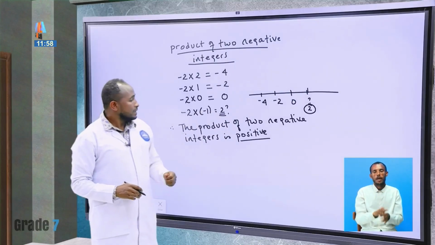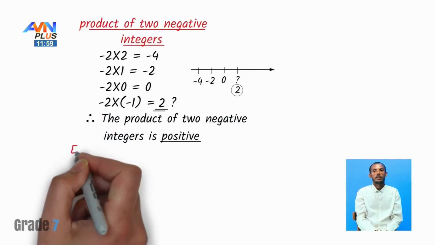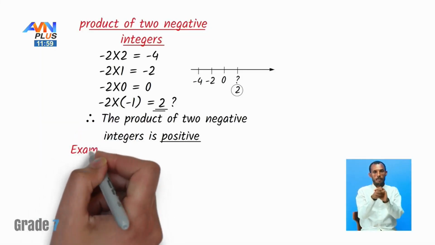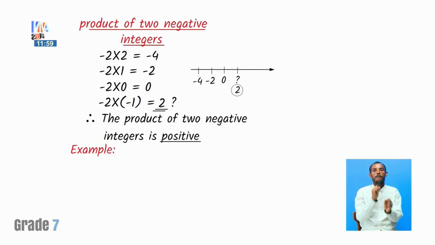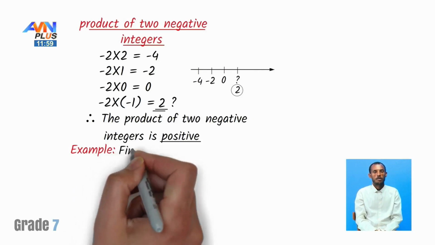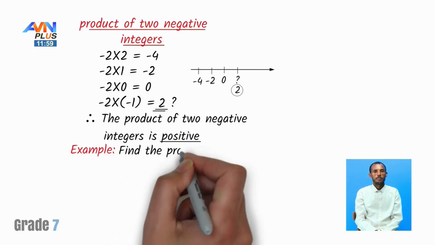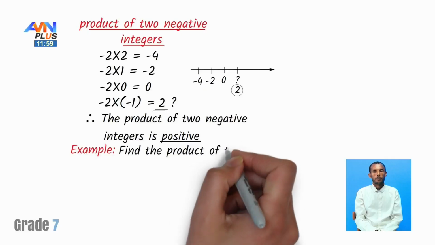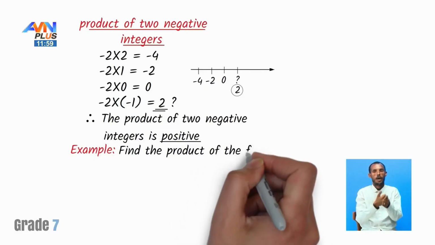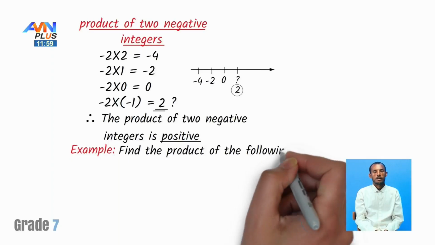Now, let's see an example for this. Example. Find the product of the following integers.